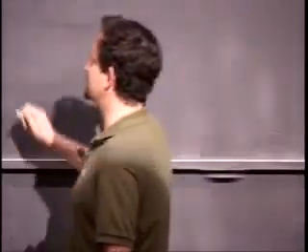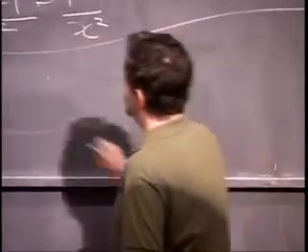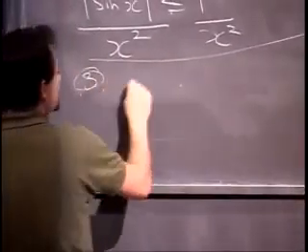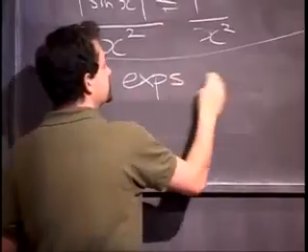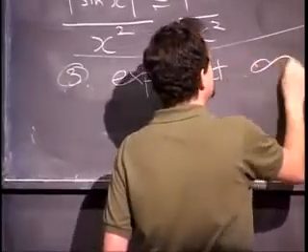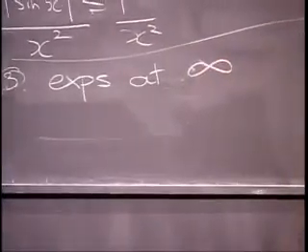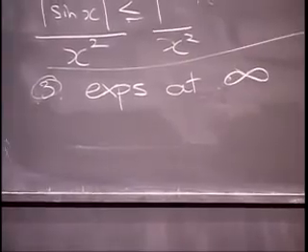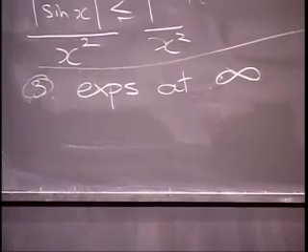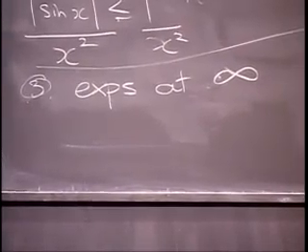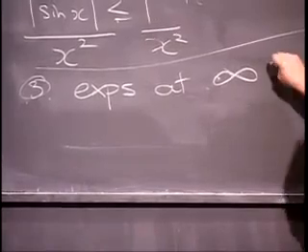Now I have to tell you about exponentials. So, number 3: how to deal with exponentials at infinity. Exponentials are normally e to the x in these types of problems. They seem to come up. But, of course, it could be any base: 2 to the x, 5 to the x, whatever. So here is the principle.